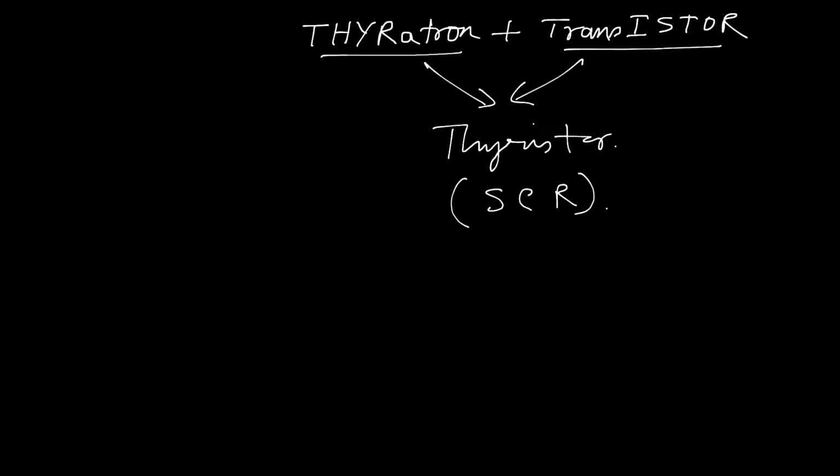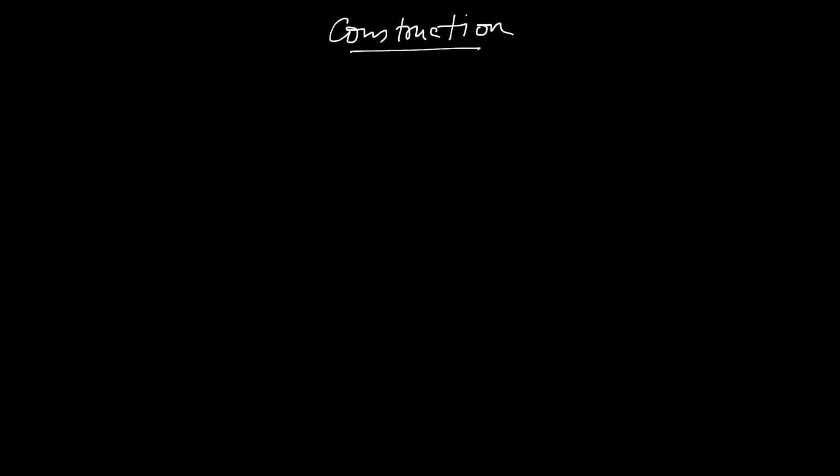Actually, as a previous discussion, we can say thyristor is a control switch and its operation is just like a rectifier, and that to be controlled. And for construction purpose, normally the silicon is used as a dopant. That is why this is well named by SCR or silicon control rectifier. Now construction. Let me draw the diagram first.